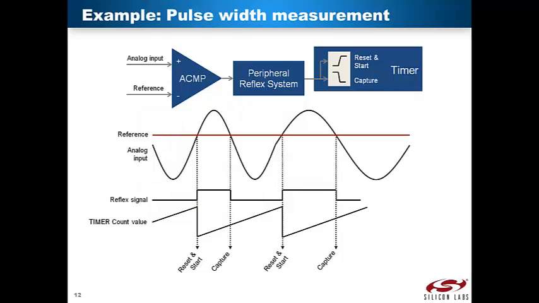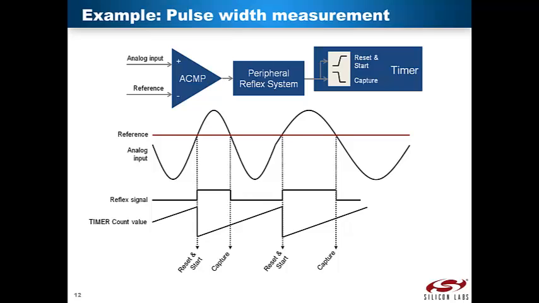Another example of PRS use is pulse width measurement. Here, the analog comparator and the timer are used to measure the pulse length of analog pulses, or pulses with a lower voltage level than the EFM32. The analog comparator output is high as long as the input is higher than the reference input. Routing the AComp output to the timer through PRS allows using the timer to measure how long the input signal is higher than the reference level.